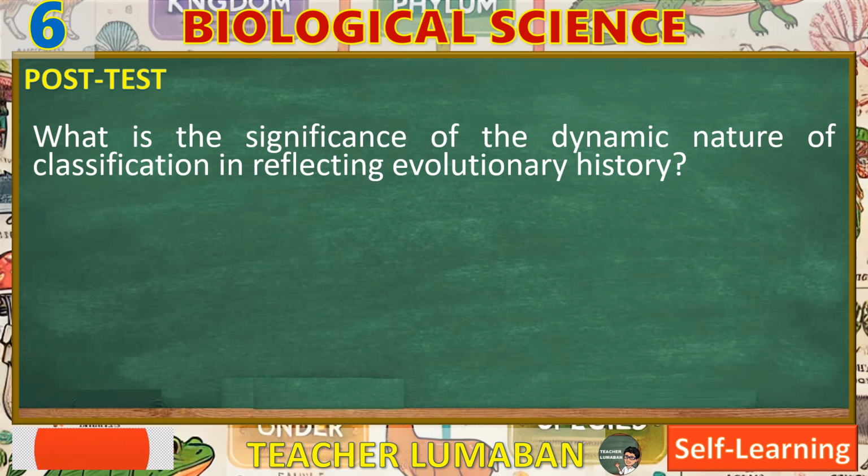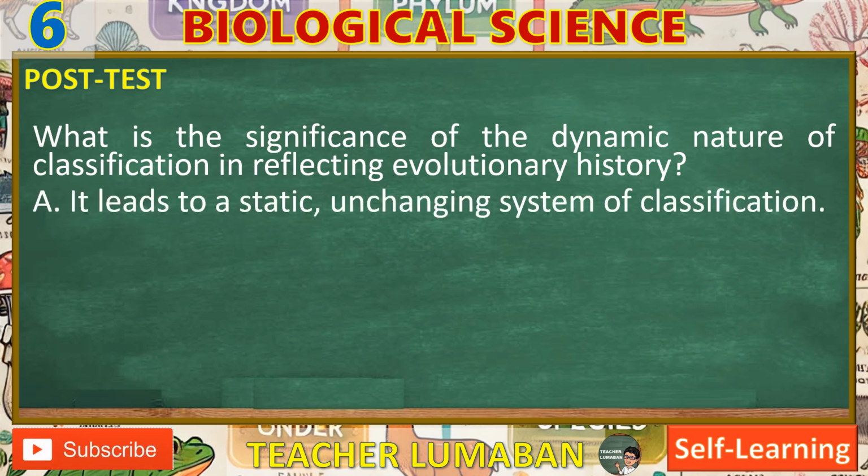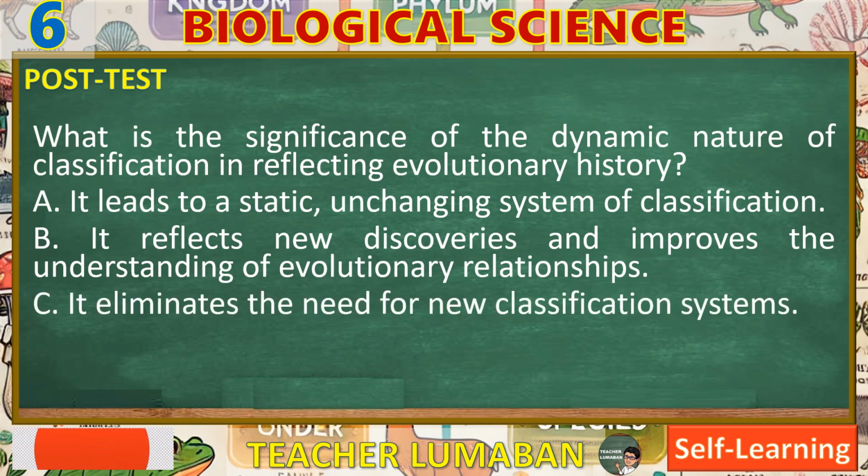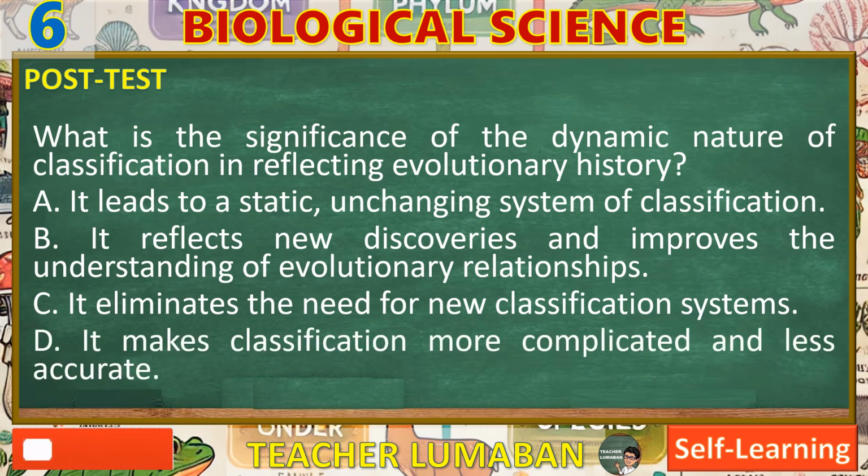What is the significance of the dynamic nature of classification in reflecting evolutionary history? A. It leads to a static, unchanging system of classification. B. It reflects new discoveries and improves the understanding of evolutionary relationships. C. It eliminates the need for new classification systems. D. It makes classification more complicated and less accurate.